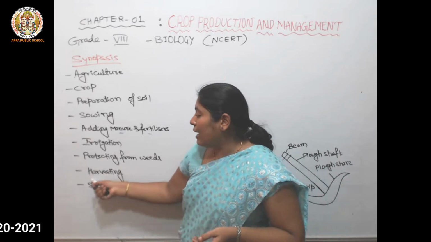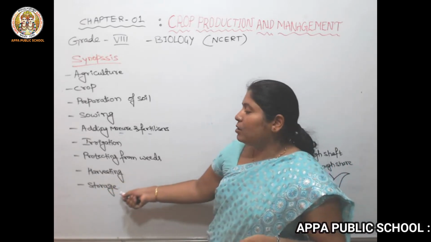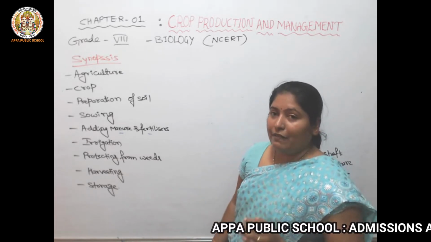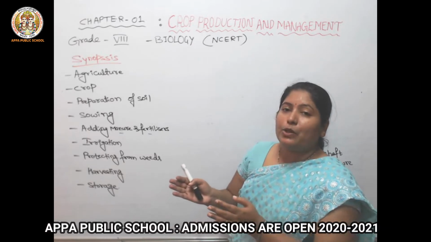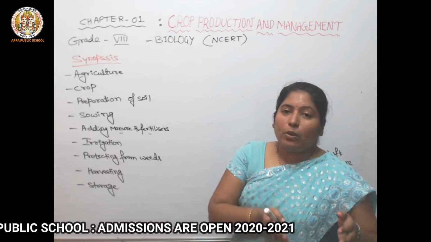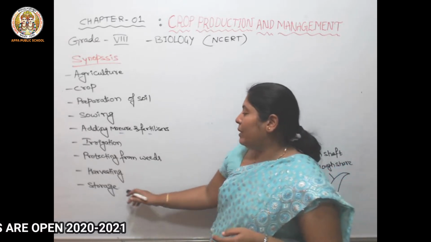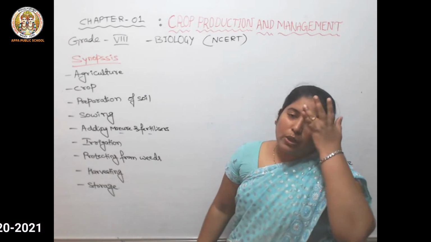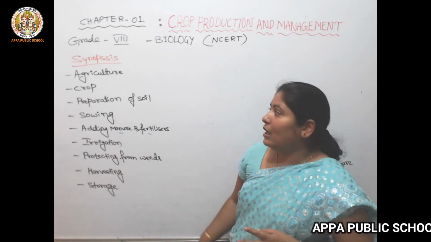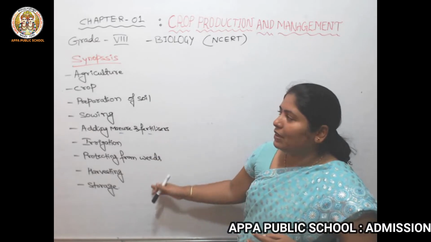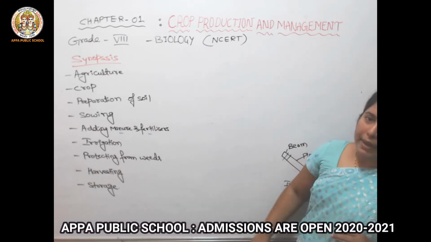Okay, after this harvesting, the final step in the process of agriculture is the storage. That is, whatever we have harvested, dried and crushed, those grains are to be kept in a particular storage area so that we can preserve them for a long time. Right. So there are many storage areas to store the grains which we have harvested in the previous steps. So this is the complete content of the lesson which you are going to study in this lesson under crop production and management.